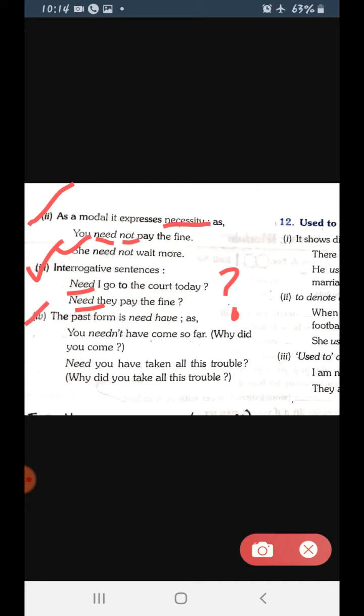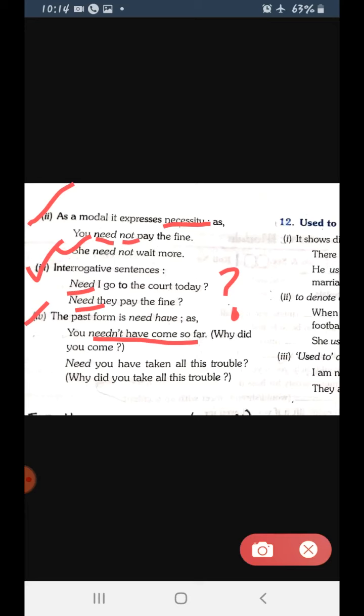The past form is need have. Okay, in the past form, we use need have. You needn't have come so far. That means, you didn't need to come so far. That means, why have you come here? Okay, it's like from 100 kilometers, you have been walking, or you have come from 100 kilometers. It was not required to do so. So, why have you done that?